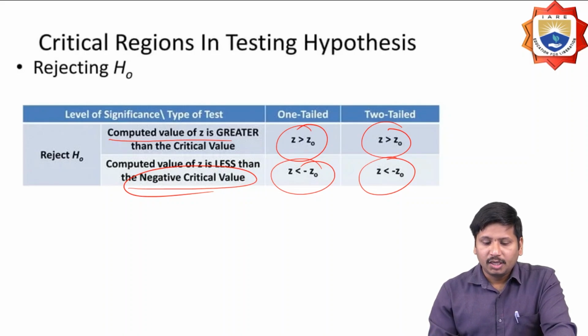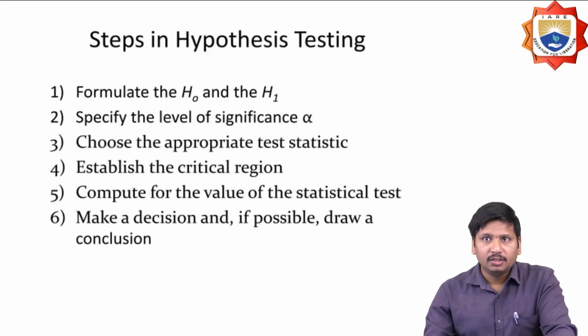In testing of hypothesis, at the same time, what type of test I can perform also depends on this Z naught value. If the computed value of Z is greater than the critical value, I can perform a one-tailed test and a two-tailed test, and if the computed value of Z is less than the negative critical value, then also I can perform a one-tailed test and a two-tailed test.